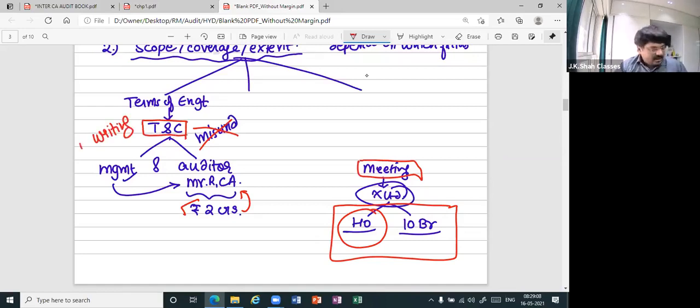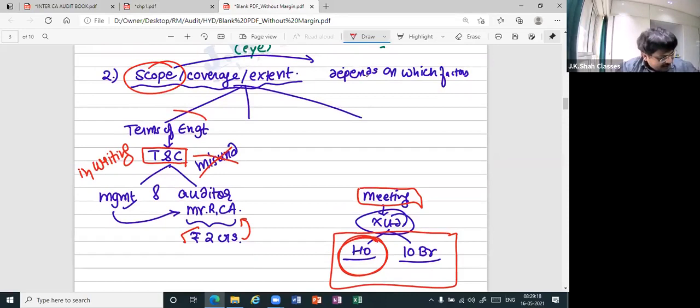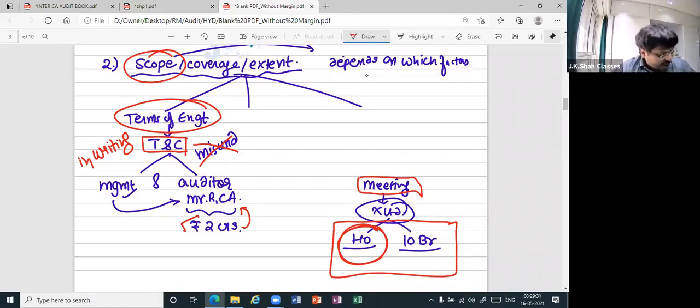In writing. Correct. So how much to audit? Head office, branch, or both? Depends. Can I say that depends upon whatever you fix in that meeting? So what should be your scope? Can I say depends on the terms of engagement? Yeah. This terms of engagement is known as terms and conditions. But in auditing language, we use terms of engagement. All cool?